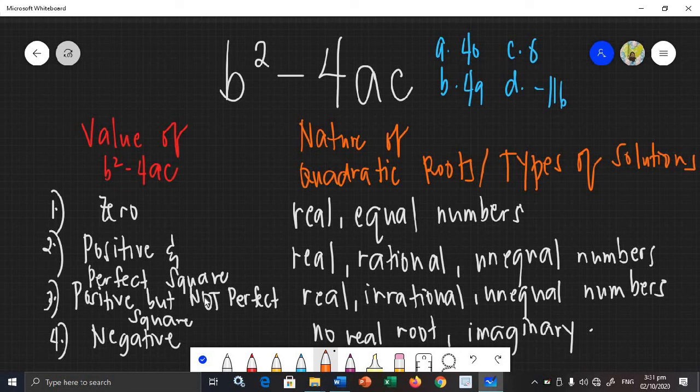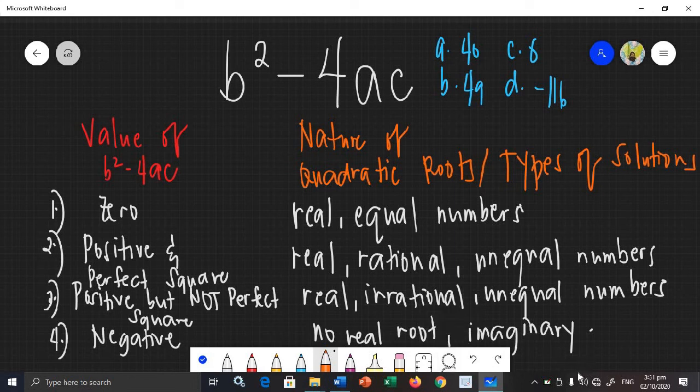Kapag naman positive and perfect square, ang quadratic roots nun, without solving it, you will know na the roots are real, rational, and unequal numbers. Kapag naman positive but not a perfect square ang nakompute niyong discriminant, without computing the quadratic roots, you know that the roots will be real, irrational, and unequal numbers. And lastly, kapag negative yung nakompute mo na discriminant, without solving the quadratic roots, you know that that quadratic equation has no real root, or the roots are imaginary or non-real.